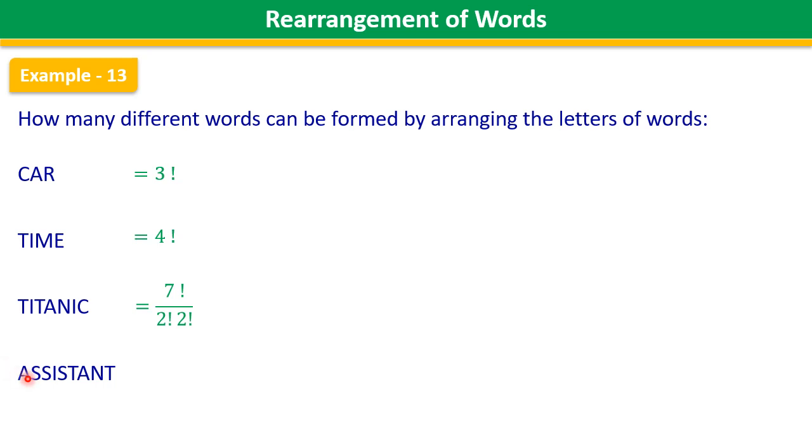Similarly, if we come to the next part, the word assistant. How many different words can be formed by rearranging the letters of the word assistant? It will be equal to 9 factorial divided by 3 factorial into 2 factorial into 2 factorial, because there are 3 S, hence 3 factorial. There are 2 T's, hence 2 factorial, and there are 2 A's, hence 2 factorial. I hope you understood how to do rearrangement of the words.